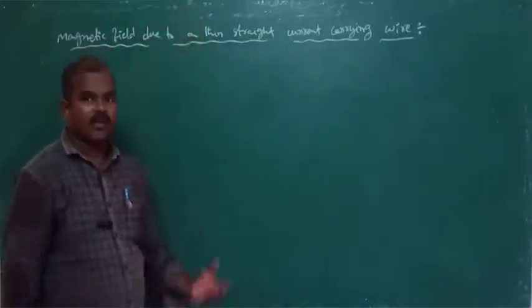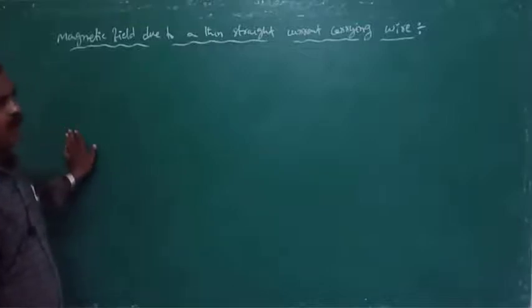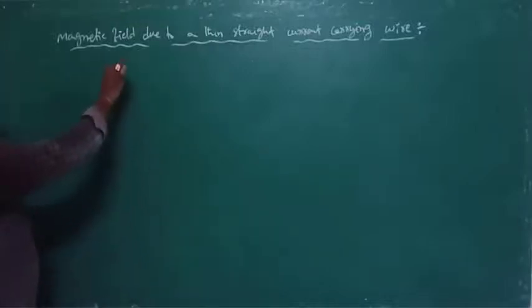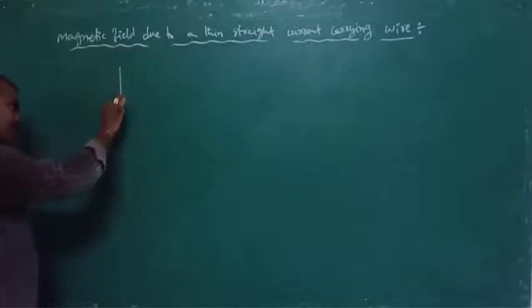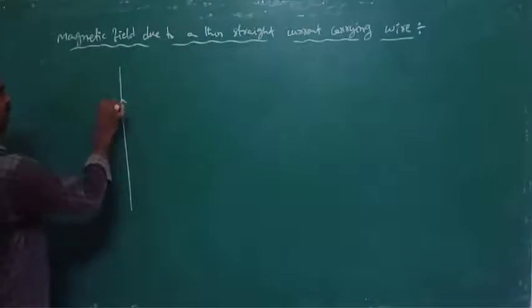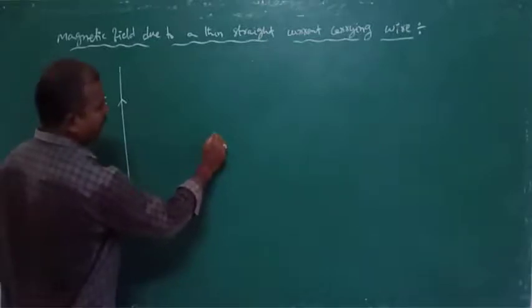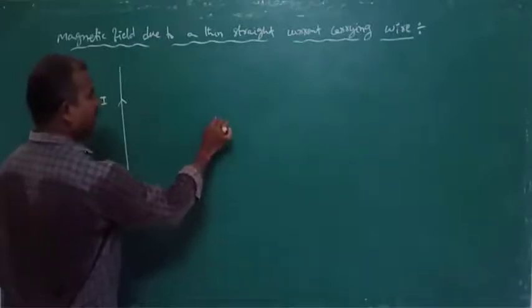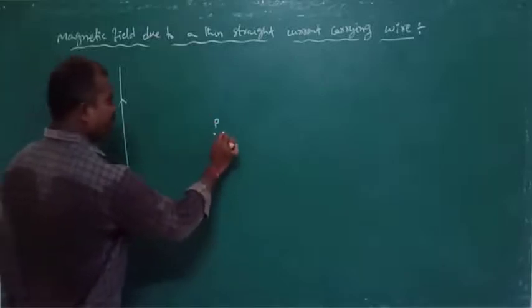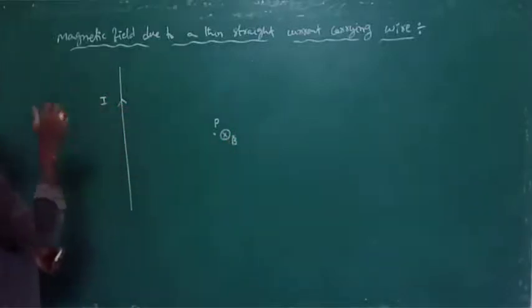Now we are going to discuss the magnetic field due to a thin straight current carrying wire. I is the current carrying in the wire. We need to find the magnetic field at this point P. At this point P, the magnetic field is in the inward direction according to the right hand thumb rule.